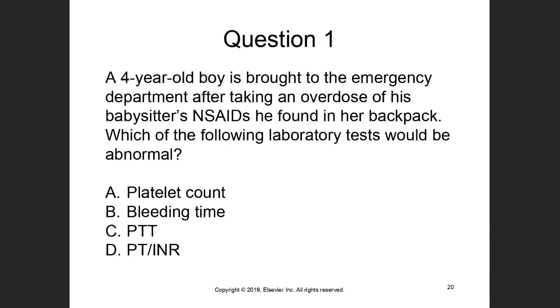Okay, remember that NSAID and aspirin, they inhibit platelet, and they increase bleeding time. Okay, that's why it's a problem with bleeding time. So this question is extremely hard. Platelet count shouldn't be here because it's also affected by the NSAID.